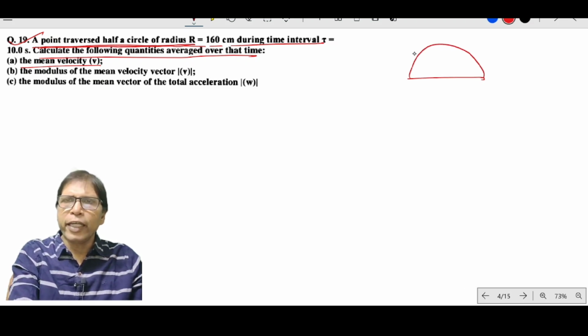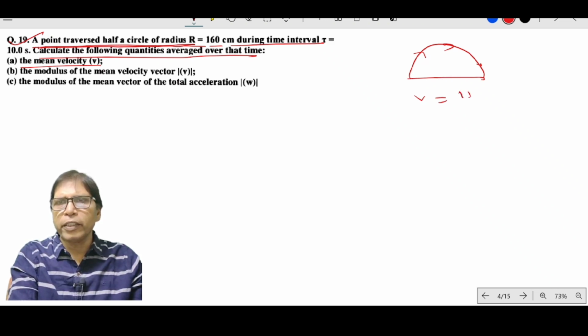So look at this, the distance covered. Mean velocity is the distance covered divided by time, which is pi r by t. Here, pi, r is 1.6 meters, and t is 10 seconds.